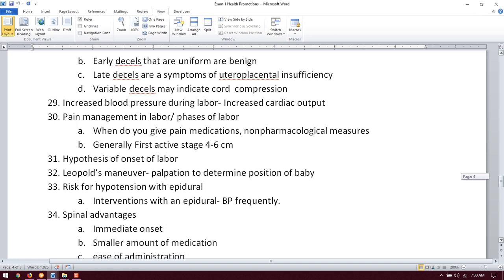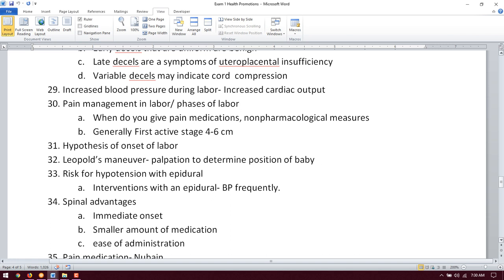Review the pain management during labor and phases of labor. I remember I went over this last night in the lecture. Know when to give pain meds, know when to do non-pharmacological measures. Generally, pain meds are given during the first stage active phase when mom is dilated 4 to 6, just because up until that point you can use different things to relieve pain, whether it's hot tubs or whatever.